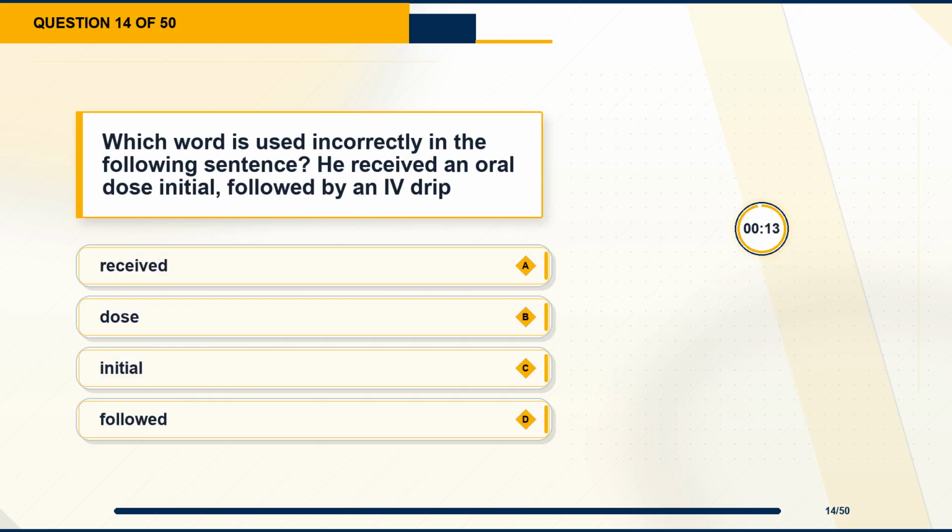Question 14. Which word is used incorrectly in the following sentence? He received an oral dose initial, followed by an IV drip. Option A, received. Option B, dose. Option C, initial. Option D, followed.